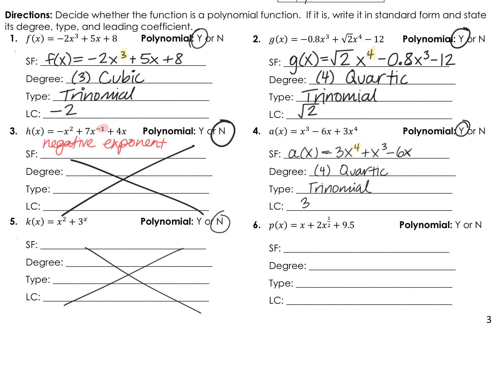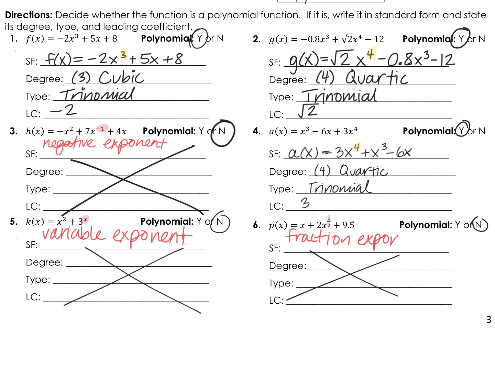This is the problem here. It's raised to the x power. The variable exponent. That is not going to work out for us. And then 6, you said? No. What's wrong with 6? Fraction. That one's pretty obvious. Okay. No, we're not going to fill this out. Fraction. Okay. That'll be it then. That's it for today? That's it.